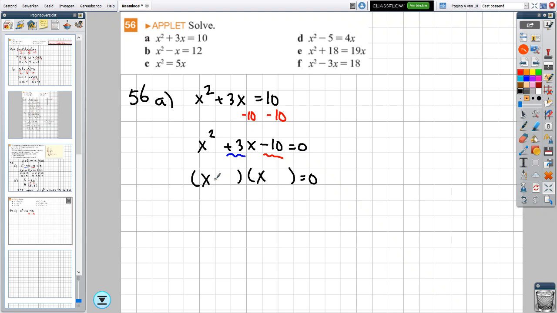Well, I think we have to use plus 5 and minus 2. 5 minus 2 is 3. 5 times minus 2 is minus 10. Something times something is 0. So you can use the first thing is equal to 0 or the second thing is equal to 0. And now use the balance methods to say x equals minus 5, or x equals 2. Right? You know how to do that part.